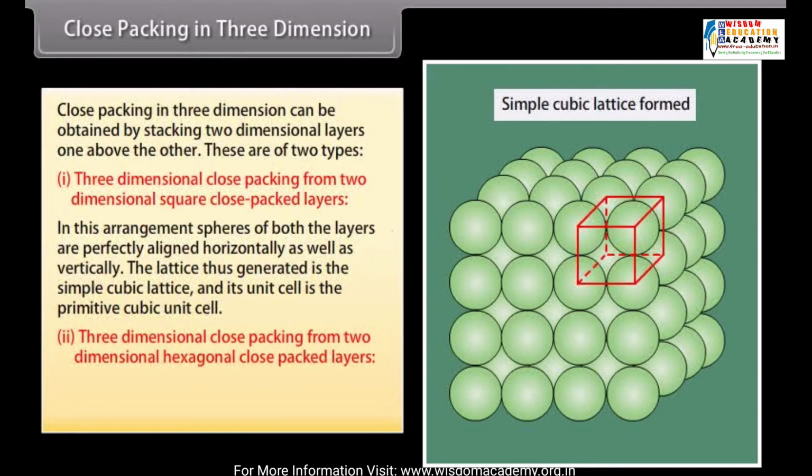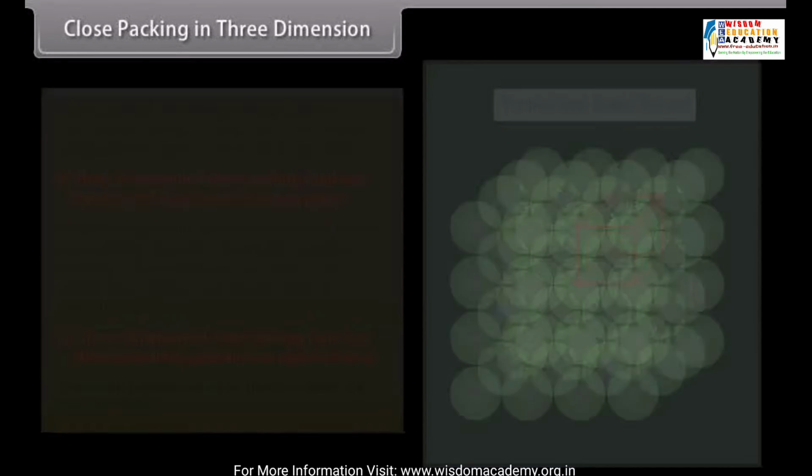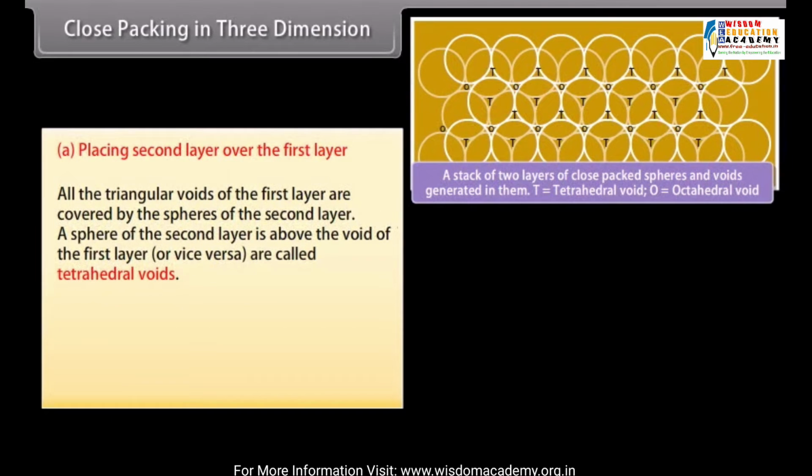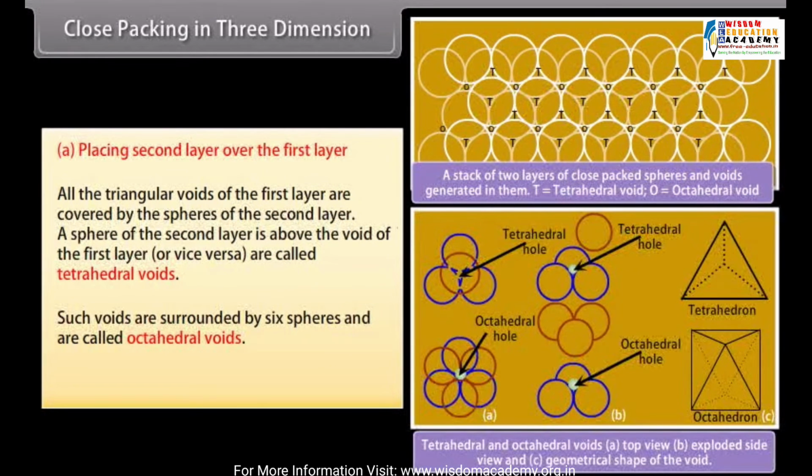3-dimensional close packing from the 2-dimensional hexagonal close packed layers. These can be generated by placing layers one over the other. A. Placing the second layer over the first layer. All the triangular voids of the first layer are covered by the spheres of the second layer. A sphere of the second layer is above the void of the first layer, or vice versa, and such voids are called tetrahedral voids. Voids surrounded by 6 spheres are called octahedral voids.